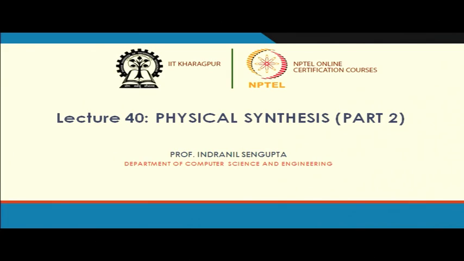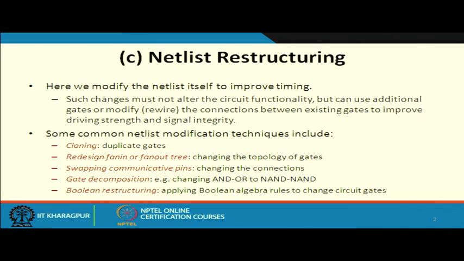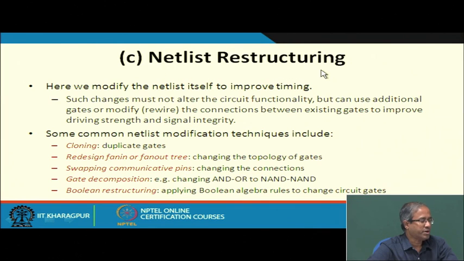So, we continue with our discussion on physical synthesis. In our last lecture, if you recall, we talked about two techniques, gate sizing and buffering, introducing buffer in interconnection lines. So, we continue with our discussion. We look at the third broad approach in this lecture, netlist restructuring.